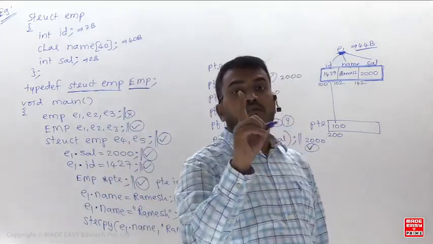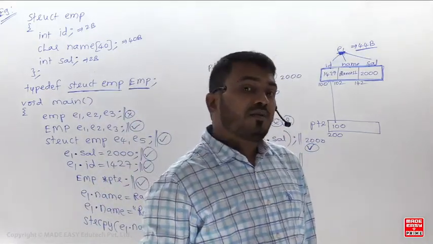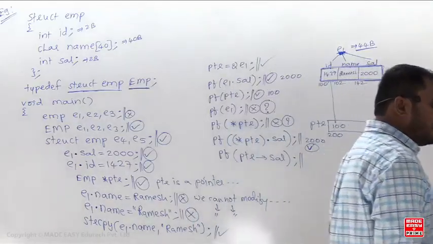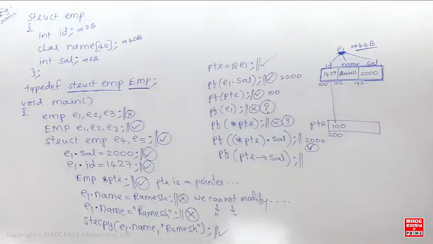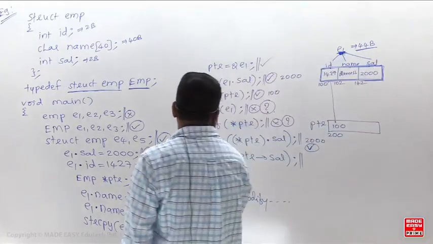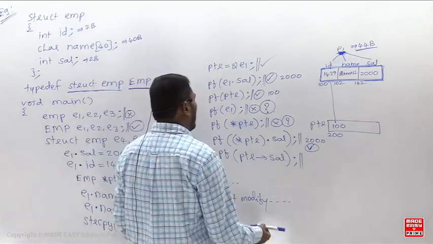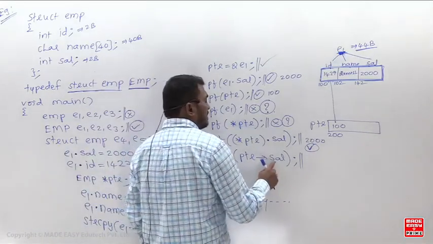You have written structures, first pointer. In the structures, first only you have written. What is the meaning of arrow? Arrow means a pointer to member. Pointer to member. Is that clear? So PTR is a pointer to member.